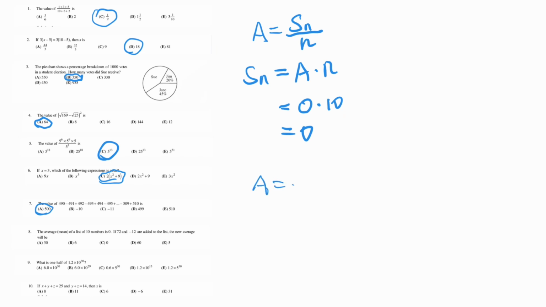The new average equals the new sum. The old sum of the 10 numbers is 0, plus 72 plus negative 12, that's minus 12, over the number of numbers. Before it was 10, now we add 2 numbers, so the new number of numbers is 12. So that's 60 divided by 12 equals 5. So the new average is 5. That's choice E.